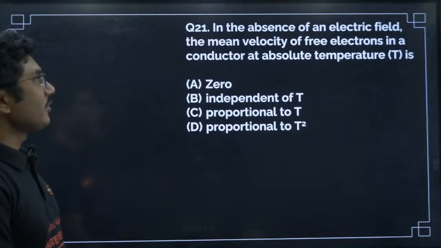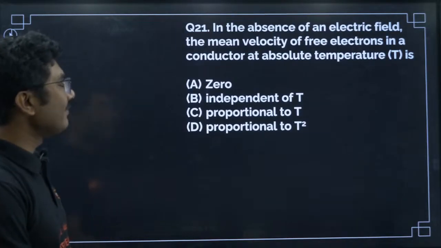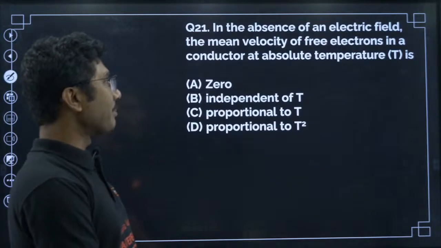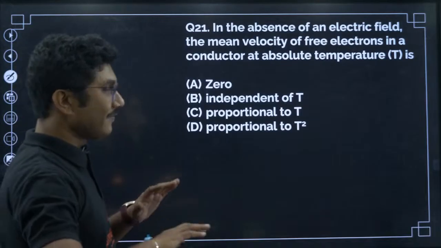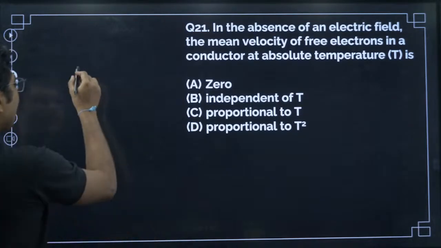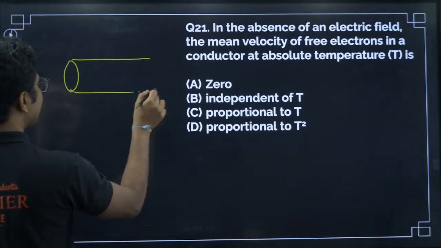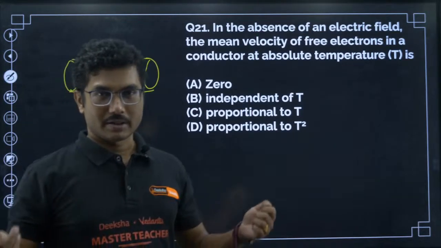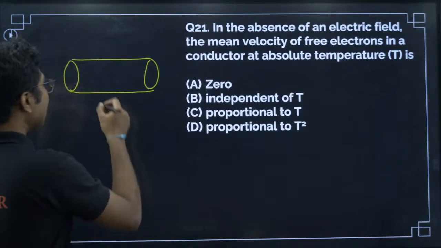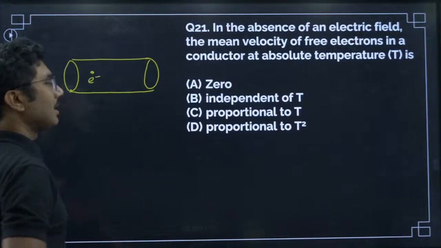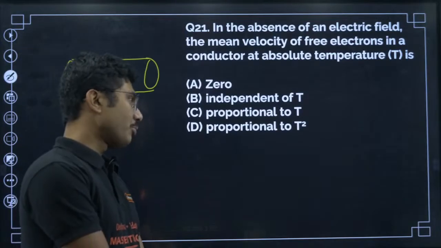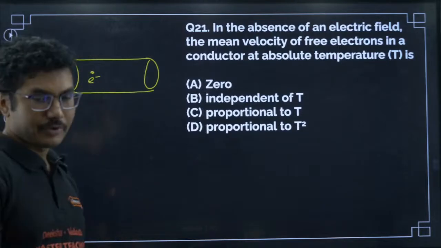Now, in the absence of an electric field, the mean velocity of free electrons in a conductor at absolute temperature T is. So, the electric field is absent, and we have a conductor. Suppose we have a copper wire, a normal copper wire. What is the mean velocity of the electrons present inside this conductor? 0, independent of T, proportional to T, proportional to T square.